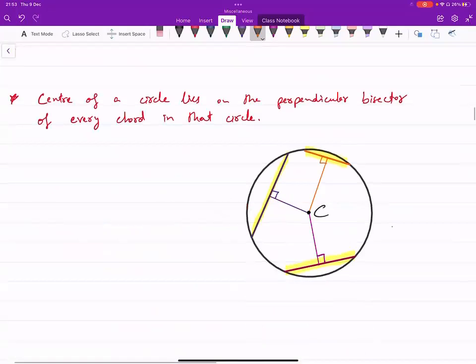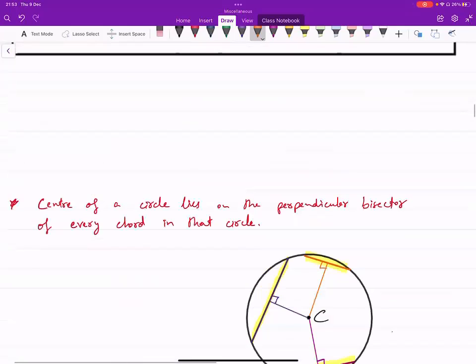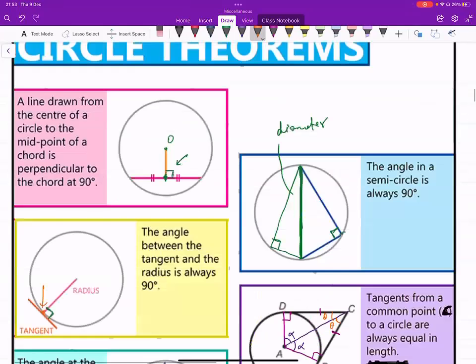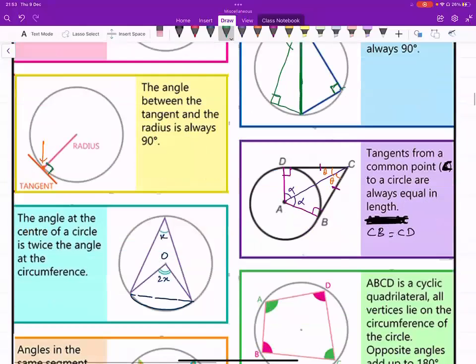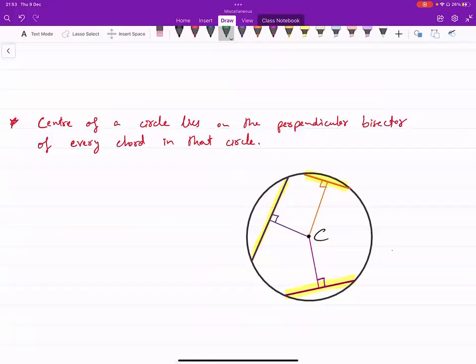Okay, acha. Now this is something very important. Now it comes from the very first property that we saw here. Remember, center se line aati hai chord ke upar. If it makes a 90 degrees, it bisects that chord. Now, what the reverse of that means is any chord that you have on a circle. So for instance, I've got one chord here, another chord here, and another chord here. The center of the circle is going to lie on the perpendicular bisectors of every one of these chords, right?